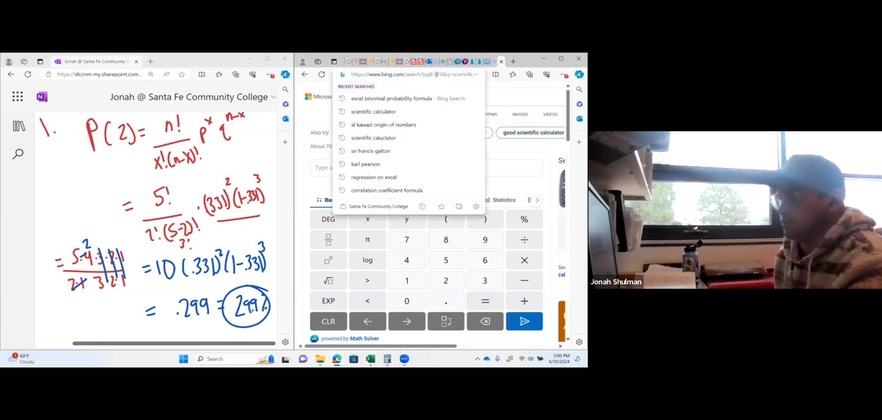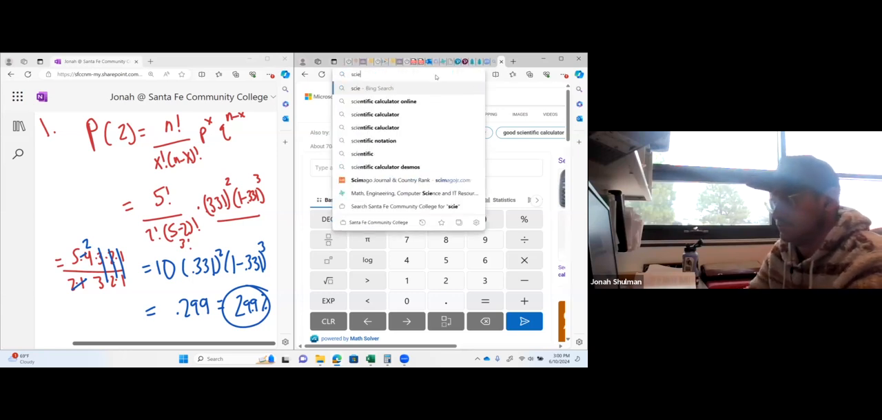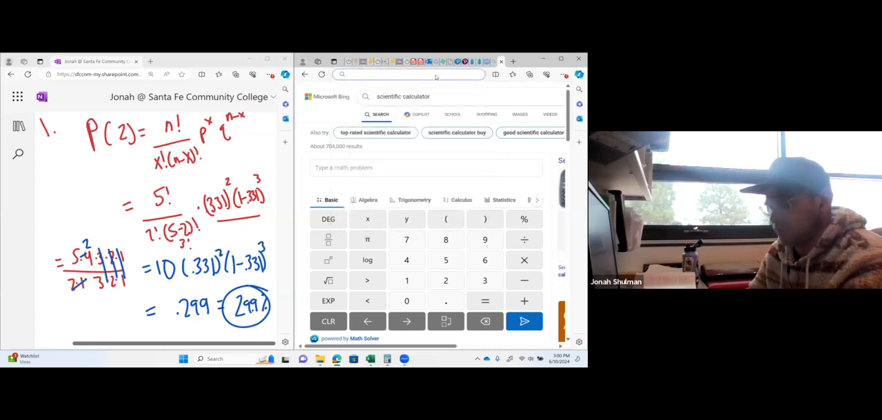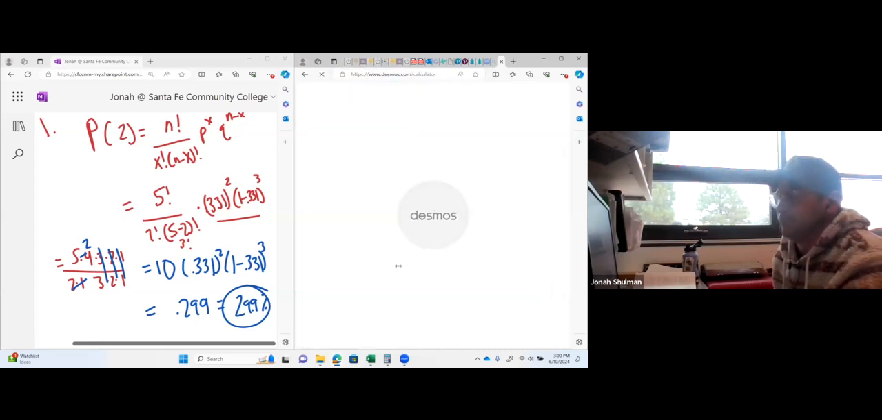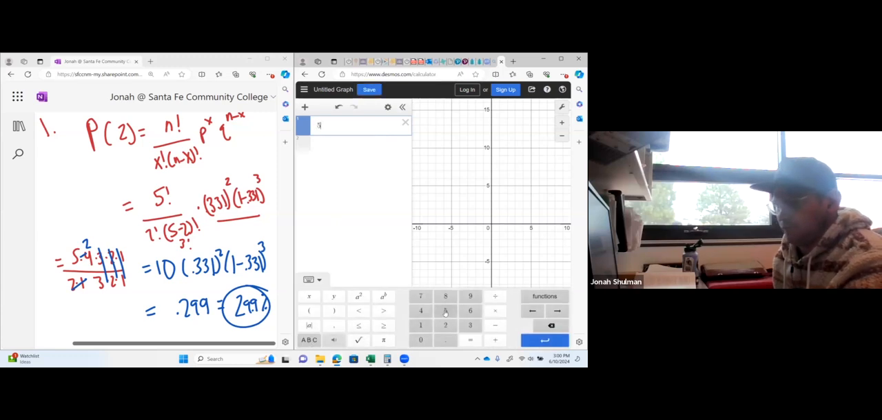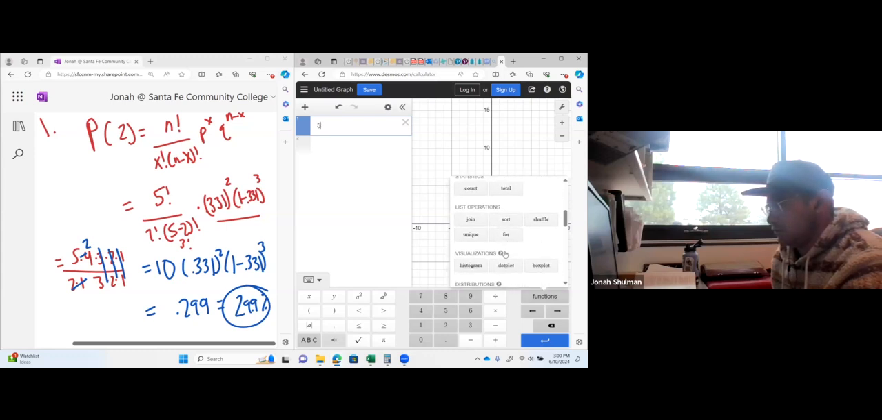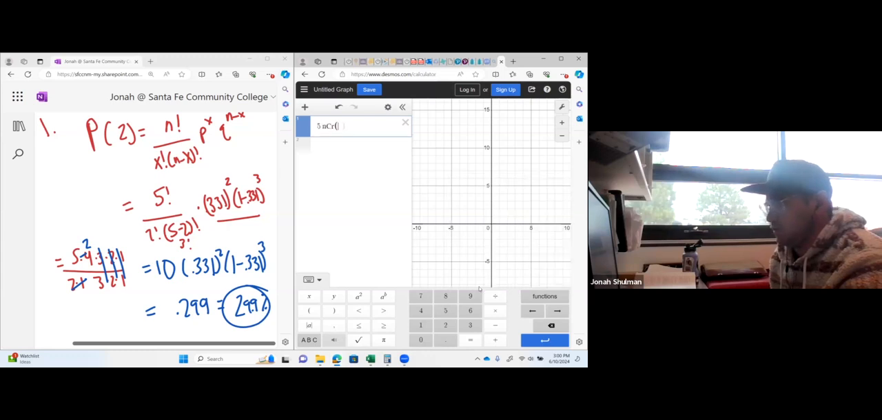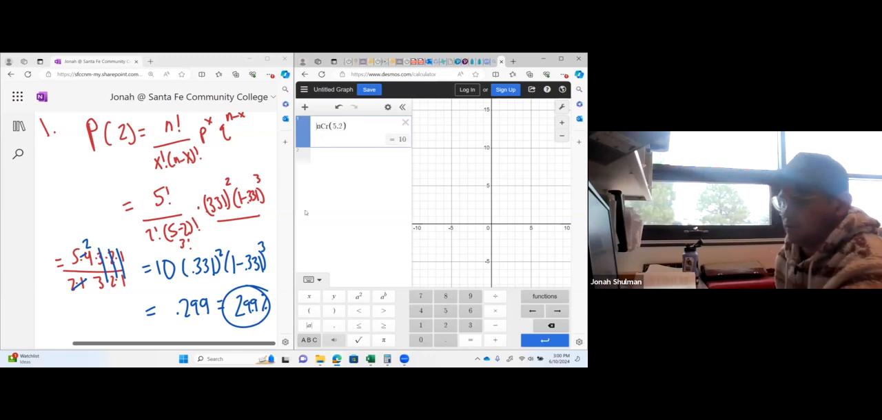Let's do a scientific calculator. Just do it on decimals. I want 5 nCr 2. I gotta put it here. Okay, so 5, 2, 10. I got that right.